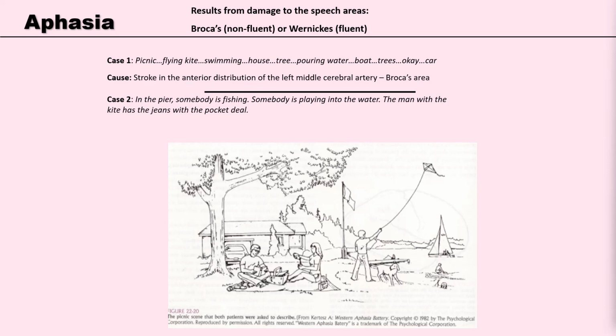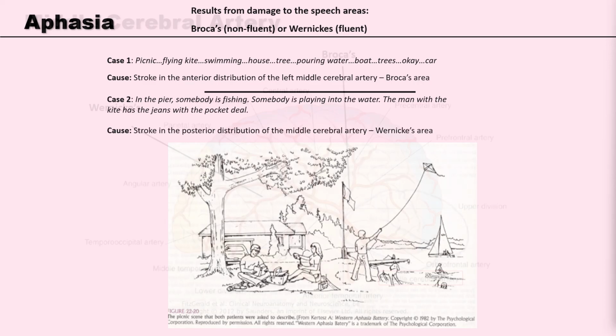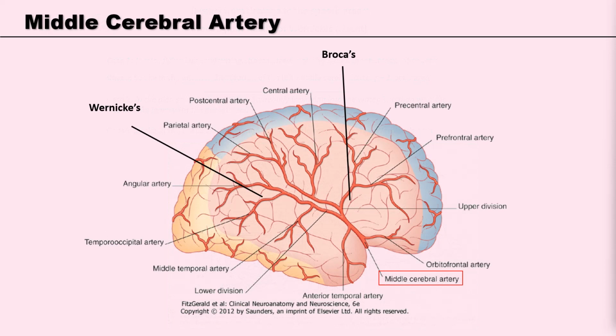Pause the video and see if you can identify where this aphasia arises. This is Wernicke's area that results from a posterior middle cerebral occlusion. Let's briefly have a look at these arteries. The anterior distribution of the middle cerebral artery travels to and supplies Broca's area, whilst the posterior distribution supplies Wernicke's area.